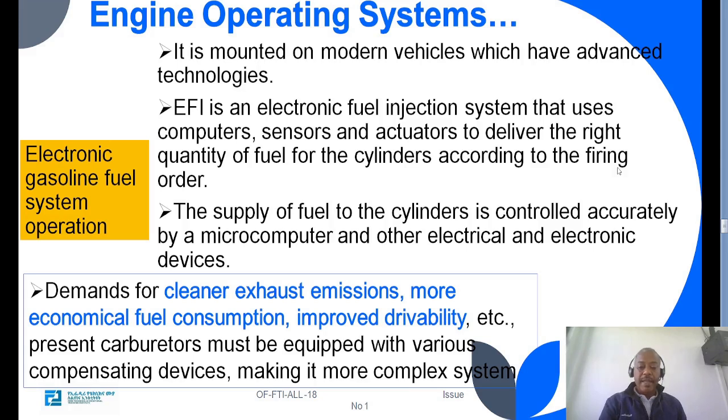Demand is for cleaner exhaust emissions, more economical fuel consumption, improved drivability, etc. Present carburetors must be equipped with various compensating devices, making it a more complex system. This is the reason why the electronic gasoline injection system emerged.